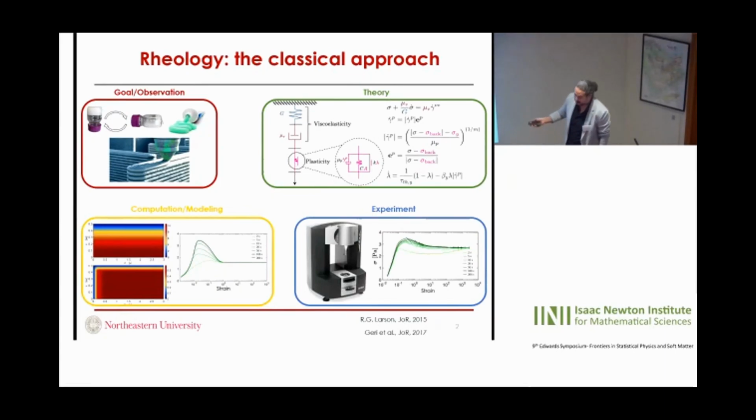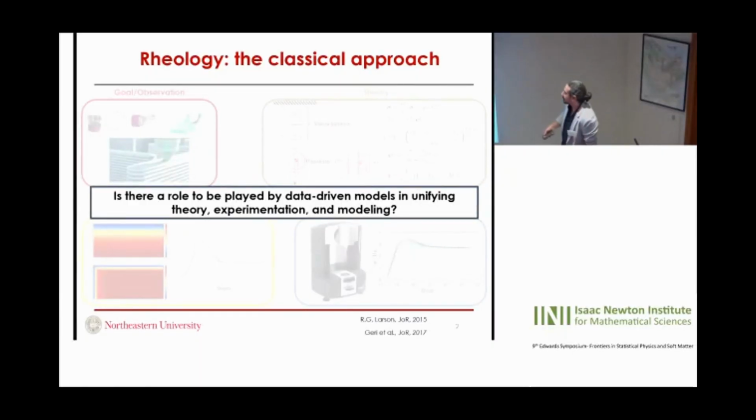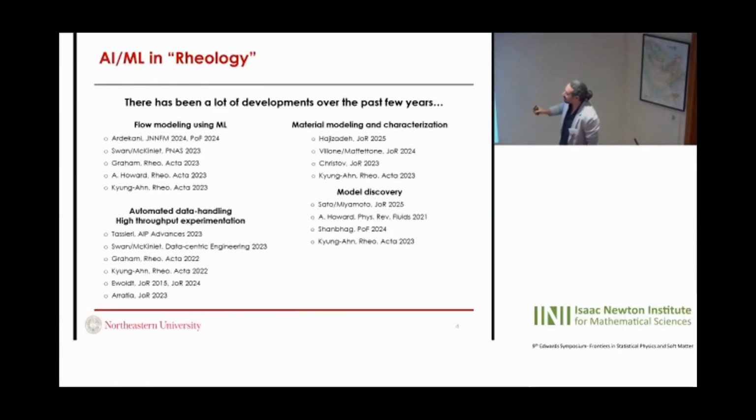So how we got started in this whole area was, again, this is the motivation, but before that, we're not the only group doing this. There are a lot of people that have worked over the past few years using different machine learning technologies in rheology. The general classification in my head is that people have used it for flow modeling, which was the work that Mike, for example, presented just now. Or automated data handling and high throughput experimentation can do material modeling, characterization, or model discovery. This one I'm going to come back to a little later.